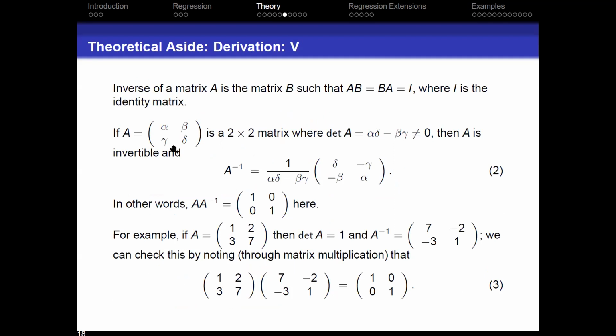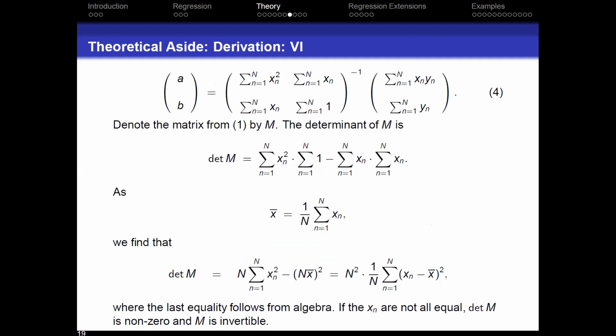And so for a 2 by 2 matrix, the formula for the inverse of the matrix is 1 over the determinant, alpha delta minus beta gamma, and then I just flip some of the entries and put in some minus signs. So as long as the determinant is not 0, the matrix is invertible. All right, well, let's look at our matrix.